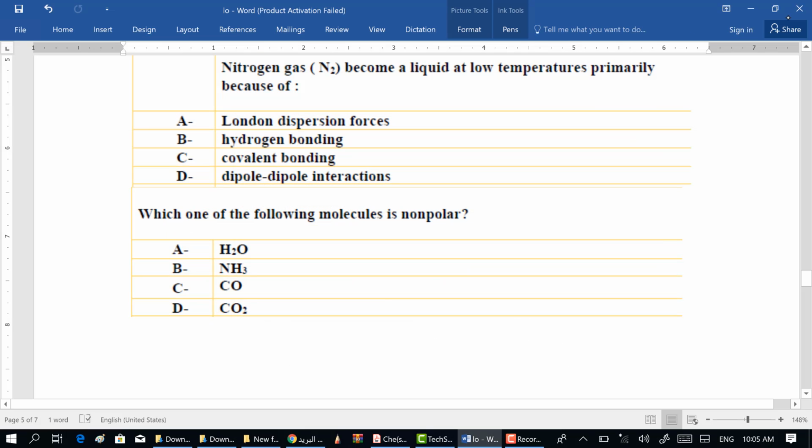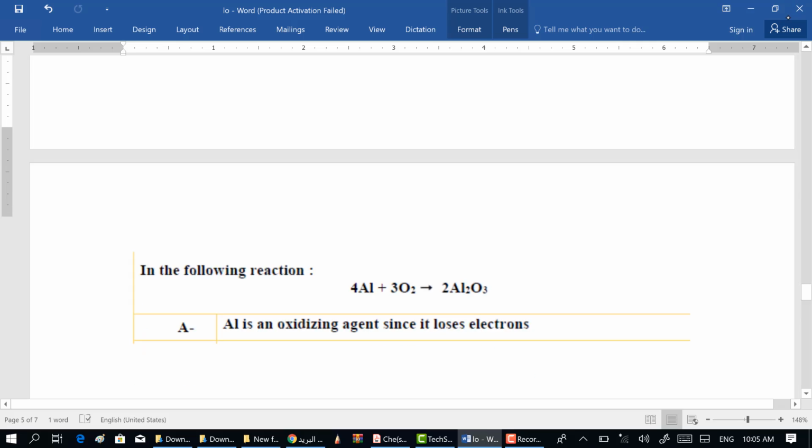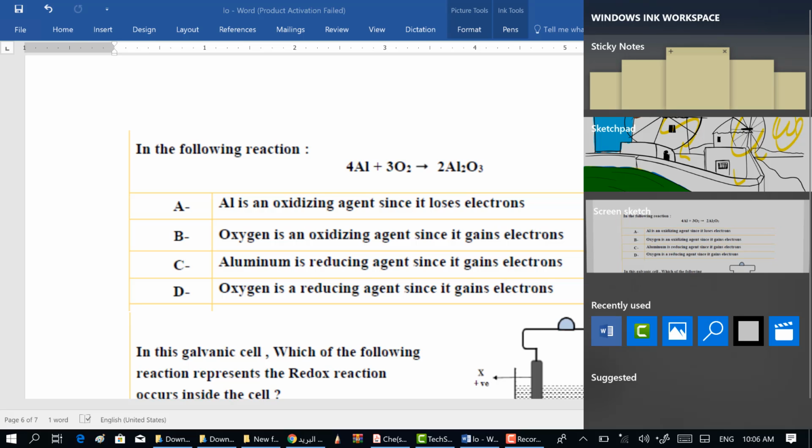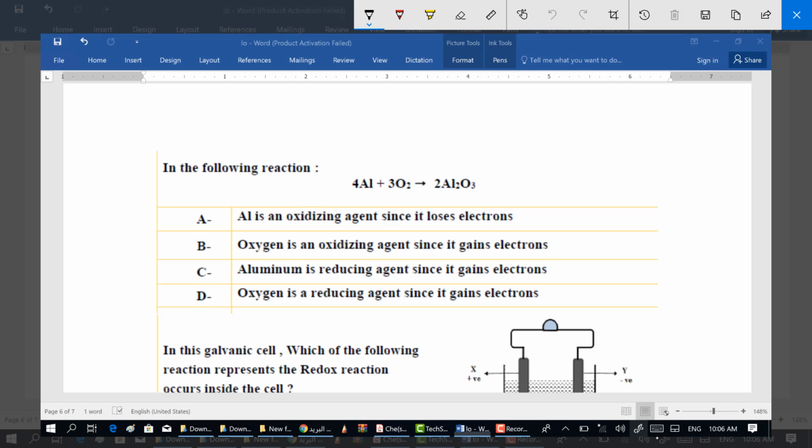The other question. Which one of the following reactions... For aluminum, firstly we look at aluminum and the oxygen. Aluminum, Al, comes out from the reaction as Al positive 3. It's oxidized, an oxidation process, and we can call this substance the reducing agent.